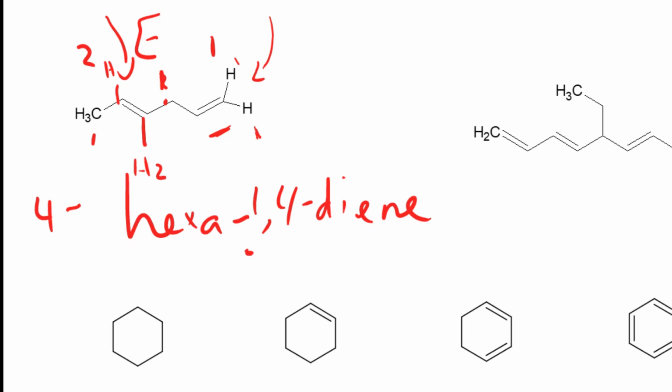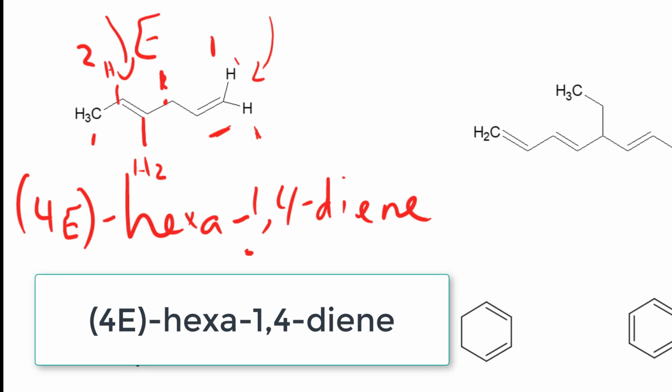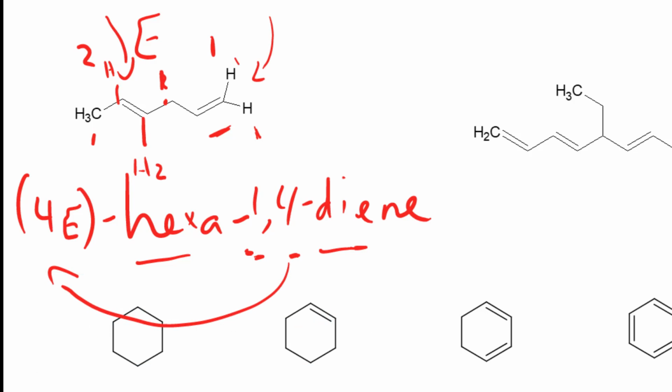So out front here, I'm going to put a 4E, hexa-1,4-diene. So the hexa is 6 carbons. There is a diene, so there's 2 double bonds. We know they're in the 1 and the 4 position, and as well, the 4 position actually has an E conformation on it.